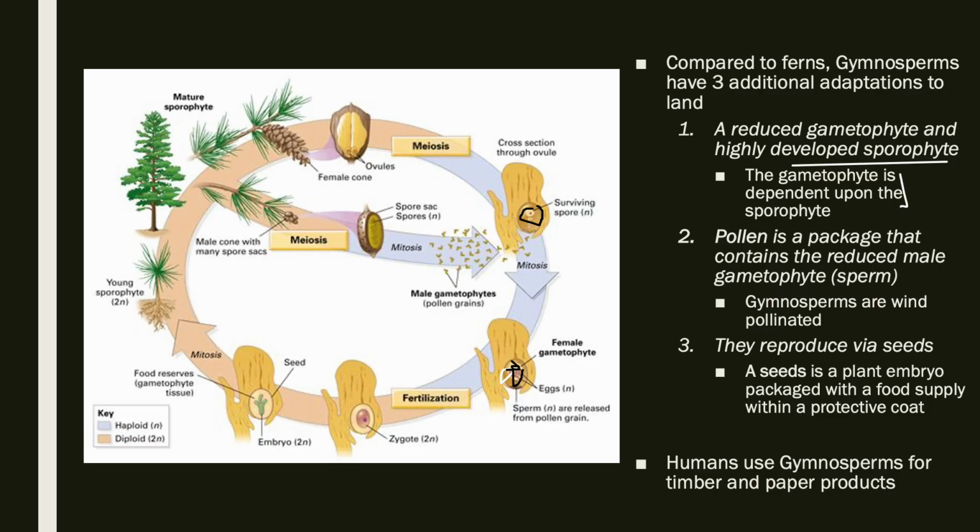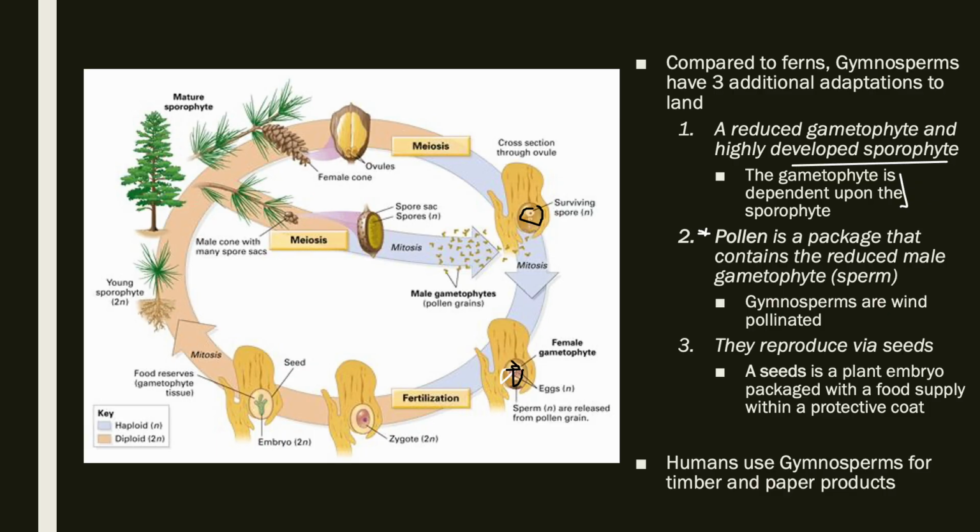We also have something new called pollen. And pollen is a package of plant sperm, basically. And for the gymnosperms, they need wind for fertilization. So the bryophytes and the pterophytes used water, so their sperm had to swim to find an egg.